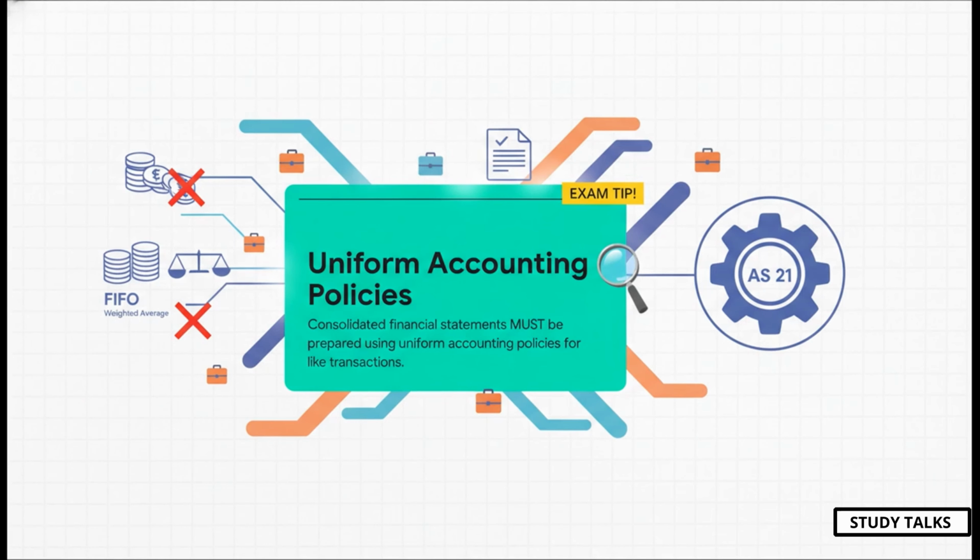Now this next one, this is a big deal. Para 20 of AS21 is non-negotiable. You absolutely must use the same accounting policies for the whole group. You can't have the parent using FIFO for inventory and the subsidiary using weighted average. The entire group needs to speak the same accounting language. It has to be uniform, period.